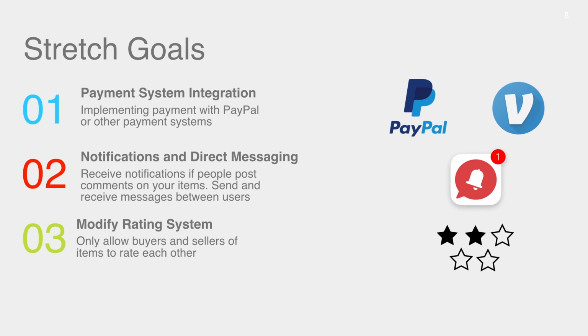Some of our stretch goals include payment system integration, such as PayPal, Venmo, something like that. Notifications, so if someone comments on your item, you will get a notification saying that someone commented on it. Direct messaging, so you can message people privately. Our rating system is kind of bare bones at the moment, and what we would do is implement a way to rate the seller and user upon final transaction.